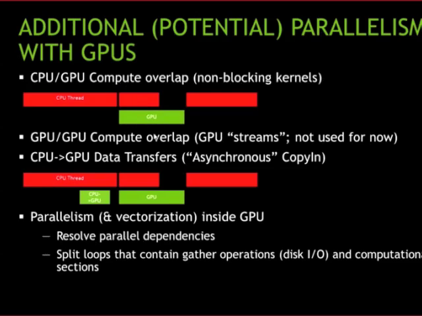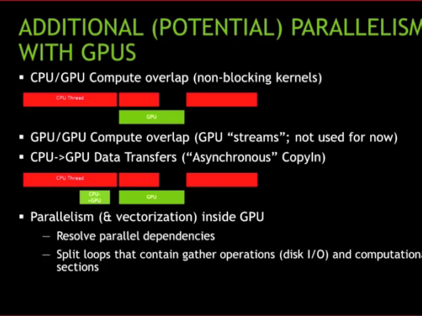In NVIDIA, there is a concept of GPU streams. That means that one thread can have more than one kernel running on the GPU. At this point, we are not making use of this capability in Gaussian.